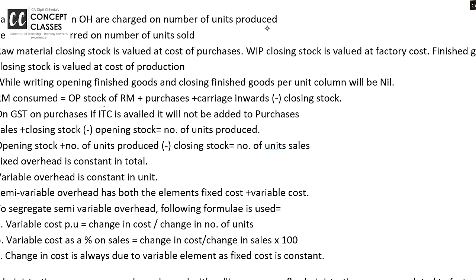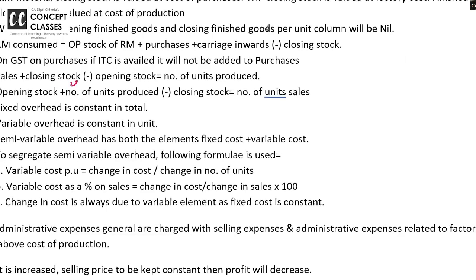Raw material consumed is opening stock of raw material, plus purchase, carriage inward, freight, all minus closing stock. And GST on purchase, if input credit is availed, don't add it to the purchases. Now, if you add closing stock minus opening stock in sales, you will get the number of units produced if it is missing. Or in opening stock, if you add the number of units, like the problem we just did: opening stock 200 units were there, number of units produced was 3000, so 3200. Of that, 400 was closing, so 2800 units are sold.